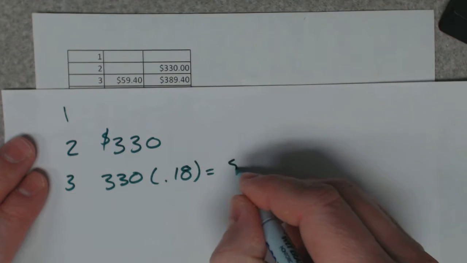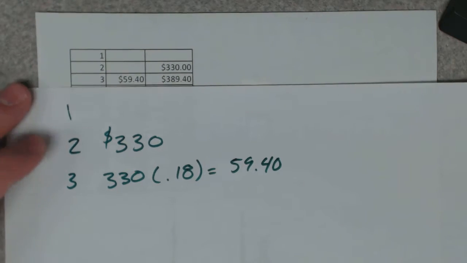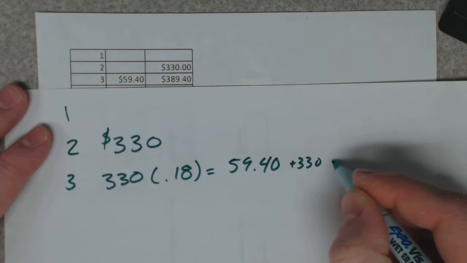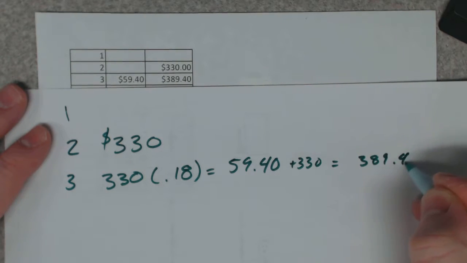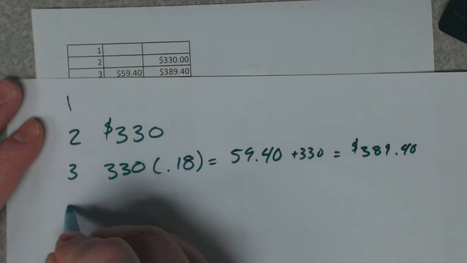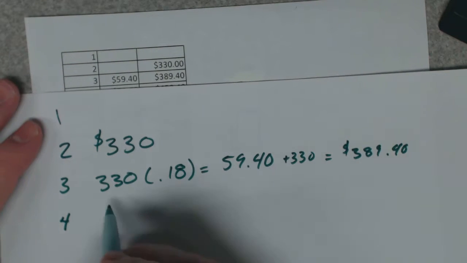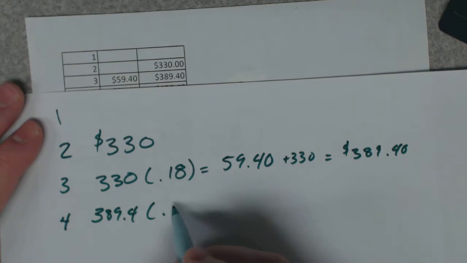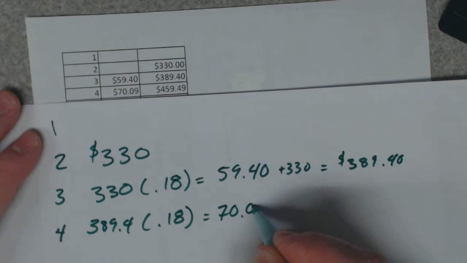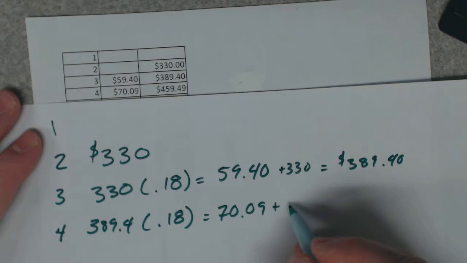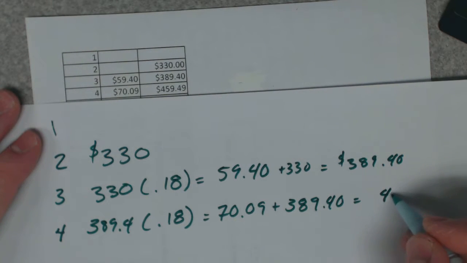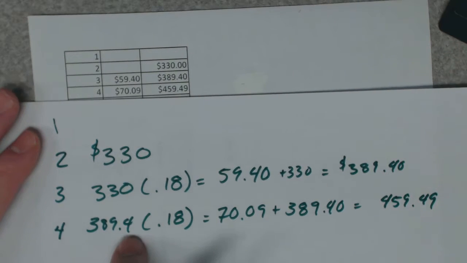$59.40. All right, now you add that back to the previous week's total, and you get $389.40. And that's what I used Excel to do. So the next week, on week 4, you take that principal now and multiply it by 0.18. Next week, the interest is now at $70.09. Add that back to last week's principal, and you wind up with $459.49.